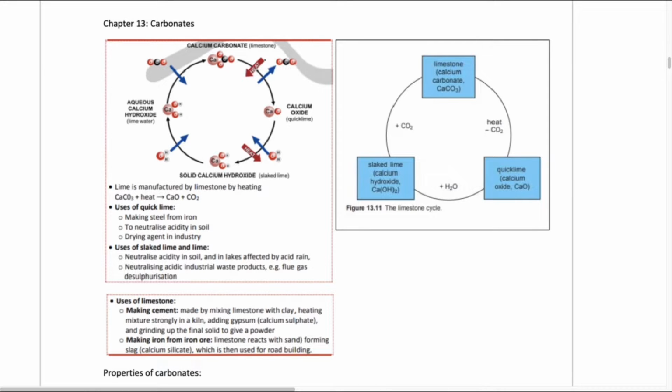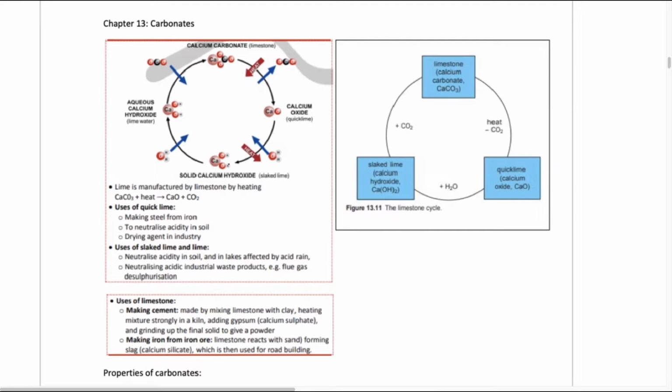Slaked lime. To remember the name, you may think of it in this way: limestone, you heat it, then you will quickly get quicklime. So something that you can get immediately, quicklime. If you add water to it, then it becomes something sticky, like gum. So it's slaked lime. The name seems to help us remember.